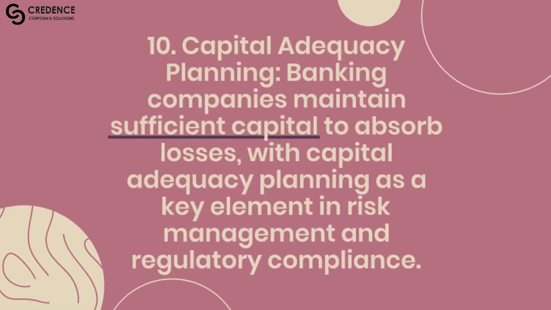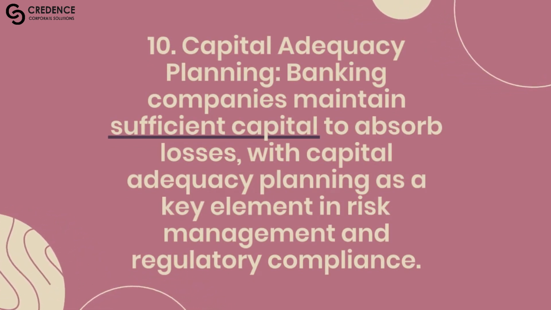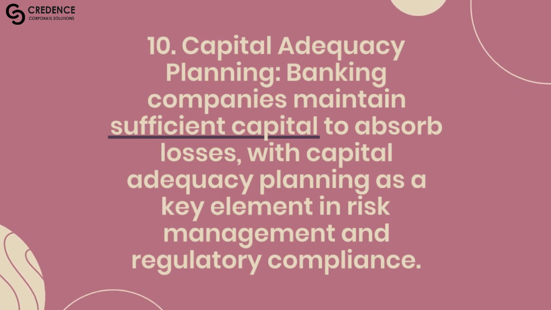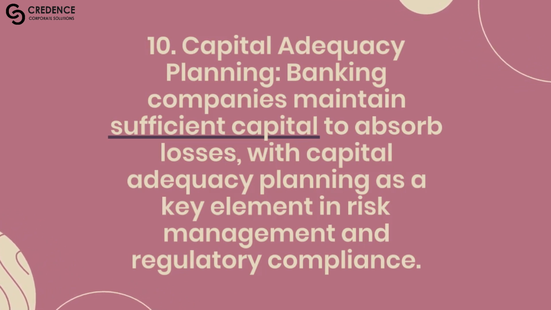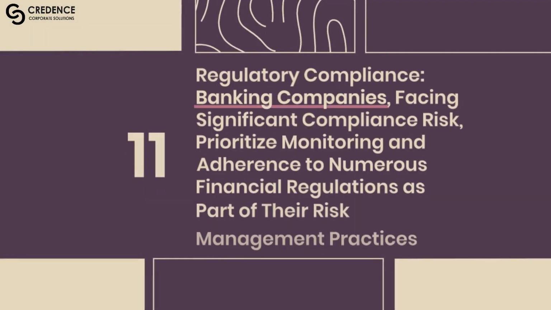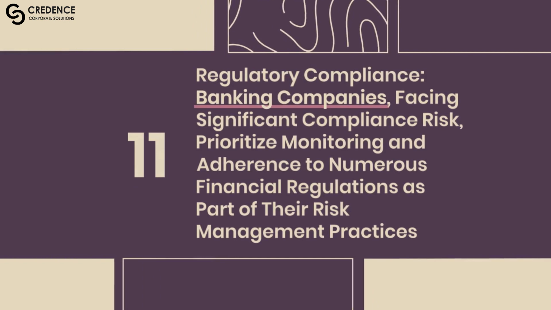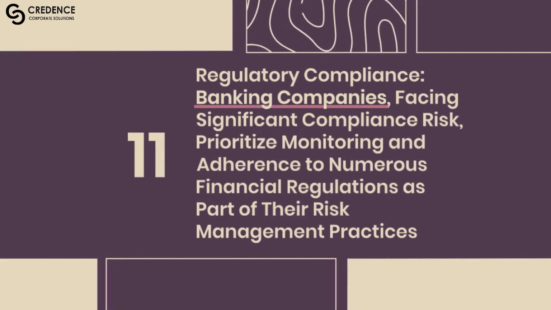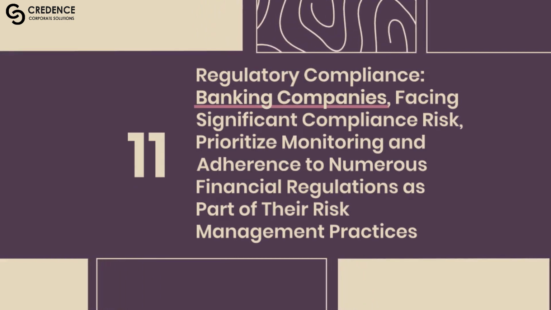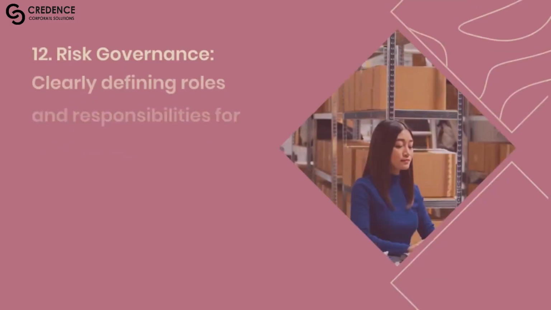10. Capital adequacy planning. Banking companies maintain sufficient capital to absorb losses, with capital adequacy planning as a key element in risk management and regulatory compliance. 11. Regulatory compliance. Banking companies facing significant compliance risk prioritize monitoring and adherence to numerous financial regulations as part of their risk management practices.